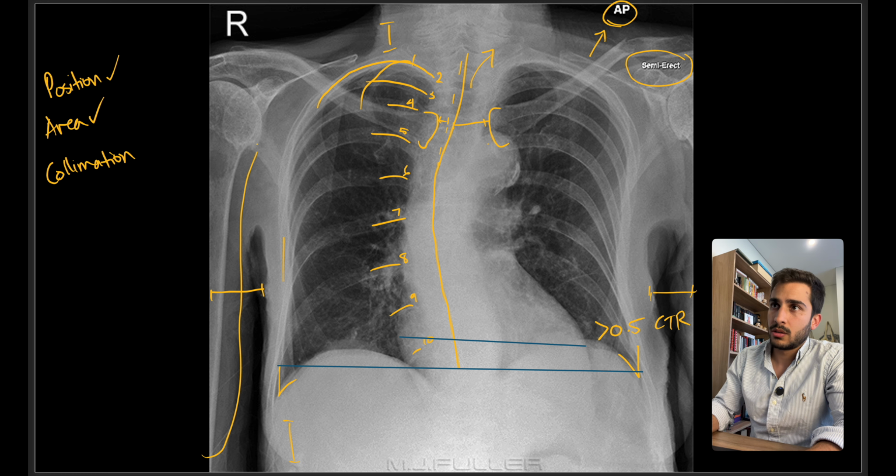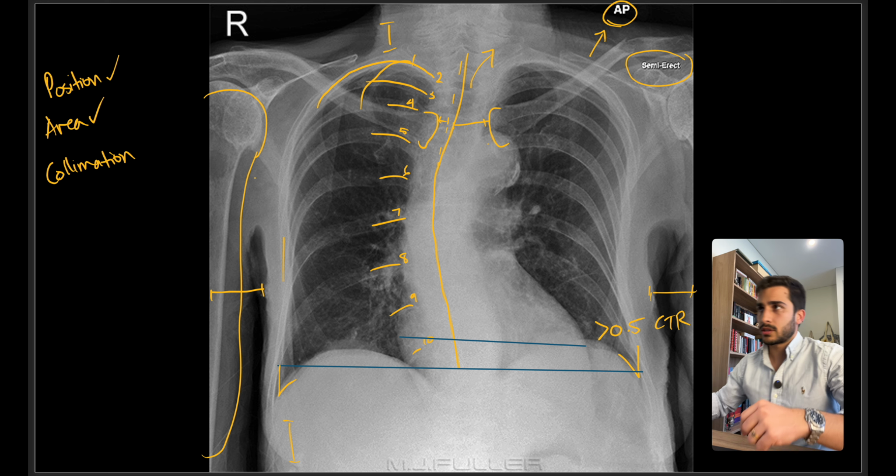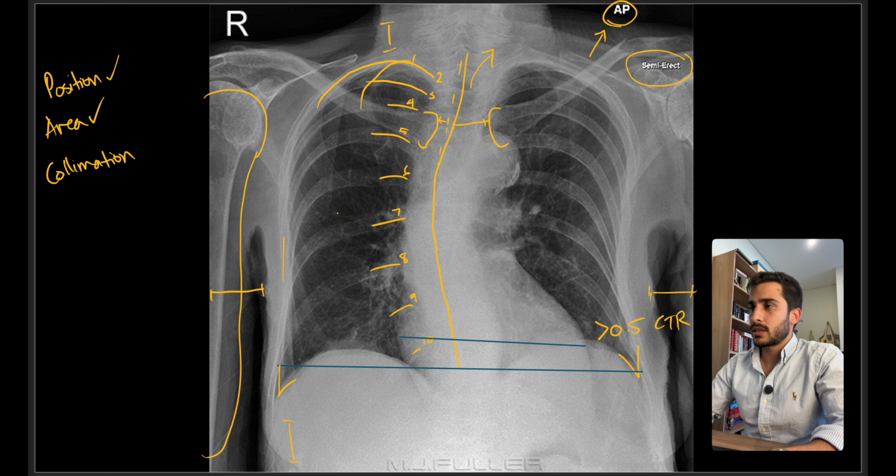We ideally get the patient's arms like this, so the shoulders are out of the way and the arms are out of the way. But again, this is done in the semi-erect AP position, so not faulting them too much in that regard. So collimation could have been improved side to side and slightly top to bottom.